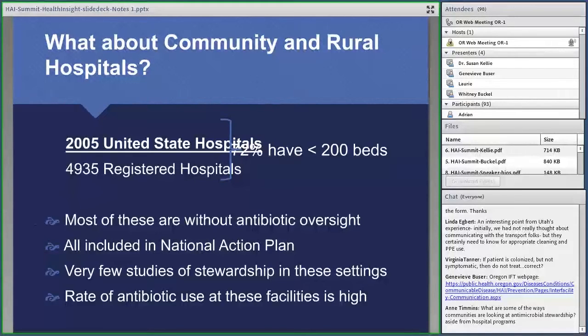So before we get into more information, the first polling question is: do you have a program for antibiotic stewardship in your facility?